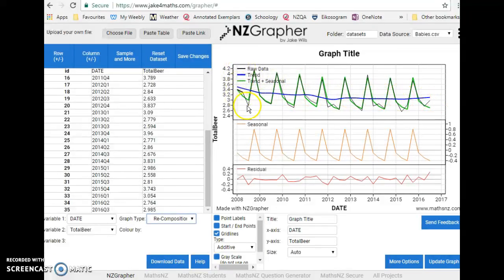The black line is the raw data. The green line is an addition of the seasonal pattern plus the trend. So if you add trend plus seasonal pattern, you'll get the green line. The other term that I use for the green line is the model. So if I'm referring to the model, I'm referring to the trend plus the seasonal.